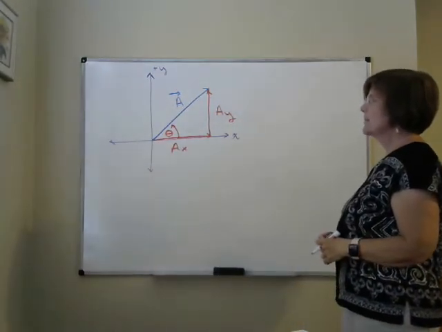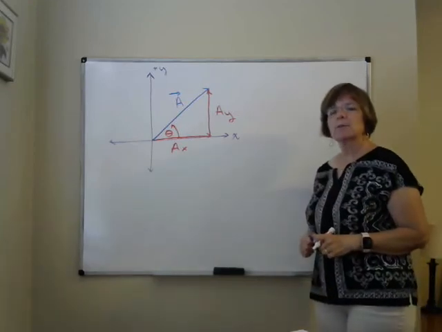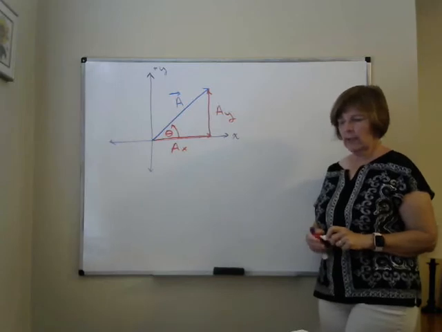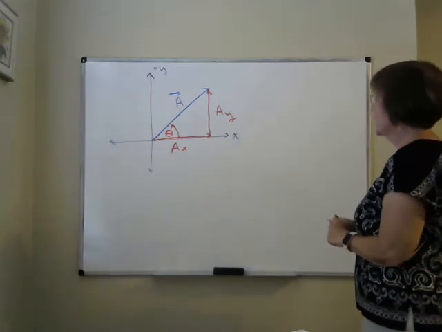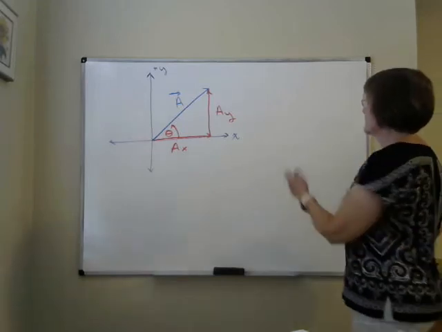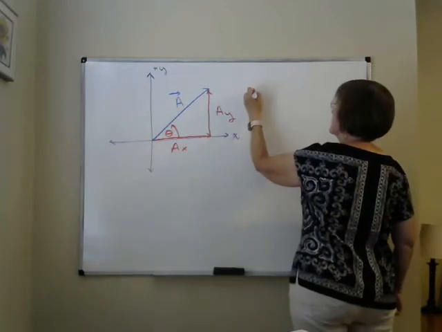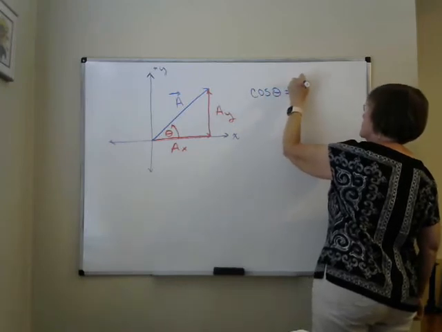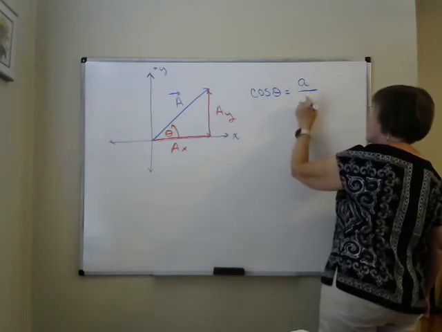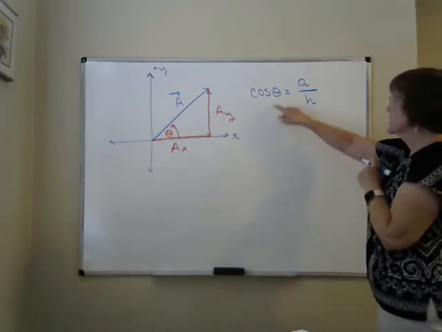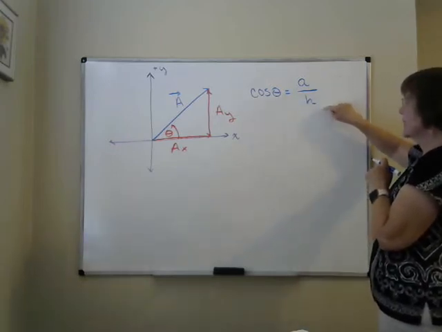We can get the magnitude of the x and y components by some very basic right triangle trick. We know that cosine theta is equal to the adjacent over the hypotenuse. You learned that when you took trig the first time. Cosine theta is adjacent over hypotenuse.